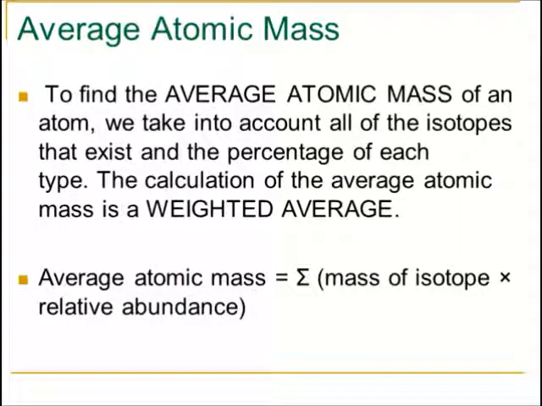So to find the average atomic mass of an atom, we take into account all of the isotopes that exist and the percentage of each type. The calculation of the average atomic mass is a weighted average. And so the average atomic mass equation is written there at the bottom for you. So we use the sigma symbol, the mass of the isotope times the relative abundance.